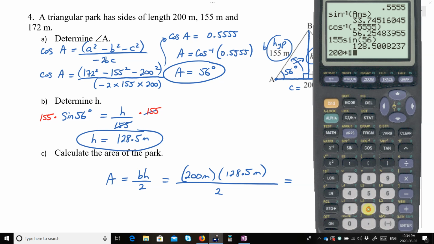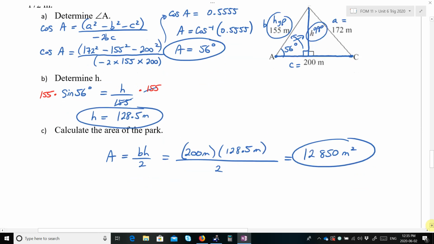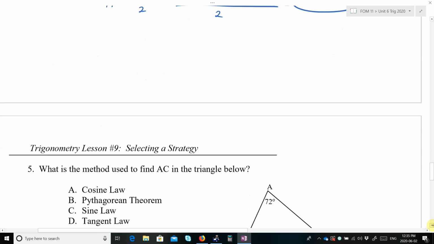200 times 128.5, divide that by 2, and we get 12,850, which is consistent with the answer key. And that's going to be meters times meters, so square meters. Excellent. We only have 2 left to do here.